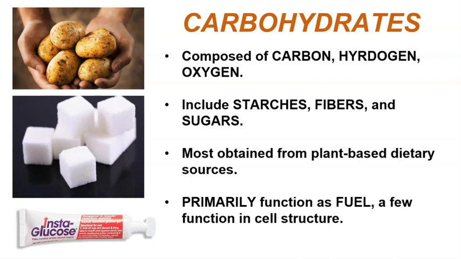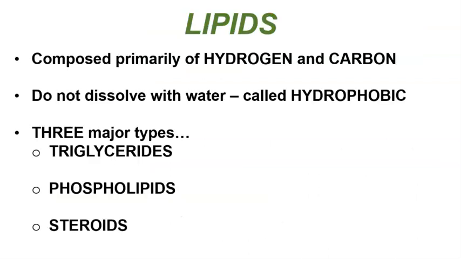Carbohydrates primarily function as fuel sources for the body. That is, they are broken down, and the energy that is released upon their breakdown is used to create energy for the body. A very few carbohydrates function in cell structure. So most of them are going to be a fuel source. Some of them will function in cell structure and support.